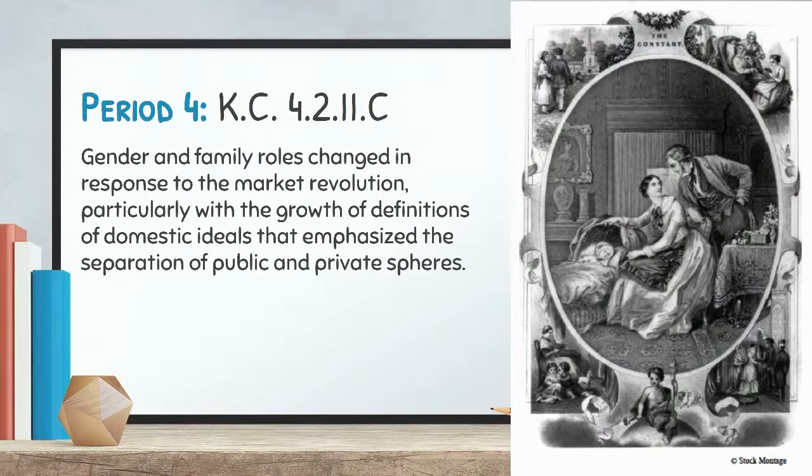Staying with Period 4 in Key Concept 4.2, it states that gender and family roles changed in response to the market revolution, particularly with the growth of definitions of domestic ideals that emphasize the separation of public and private spheres. The market revolution is creating both a worker and management class, and we start to see publications aimed at women and focused on the traditional women's sphere.